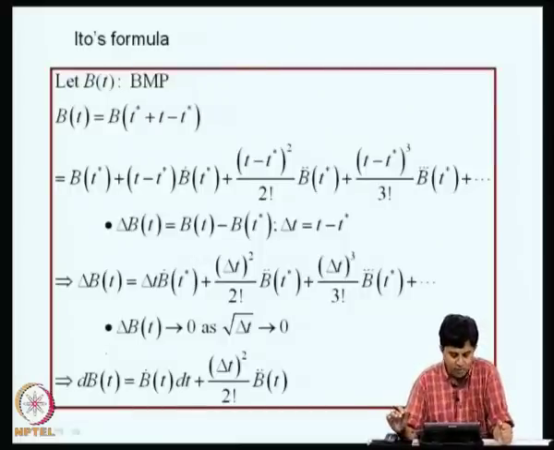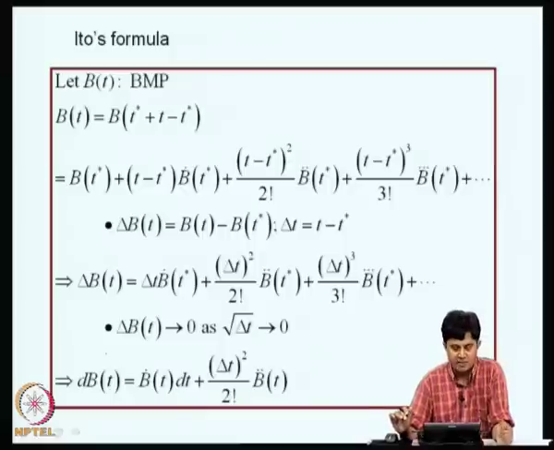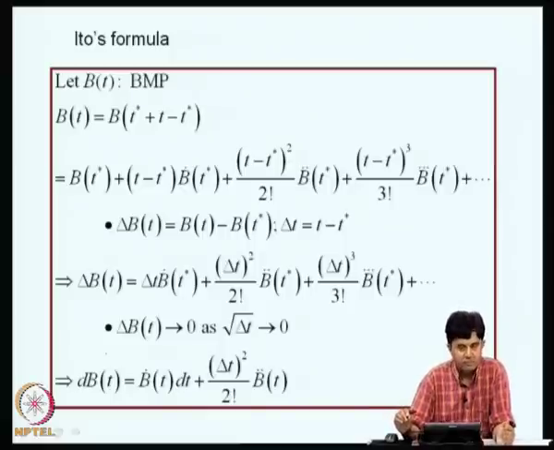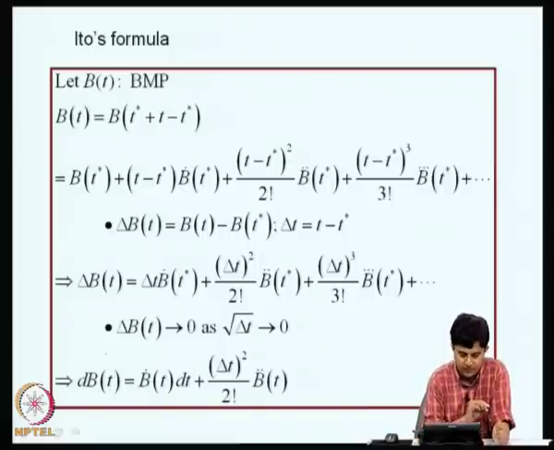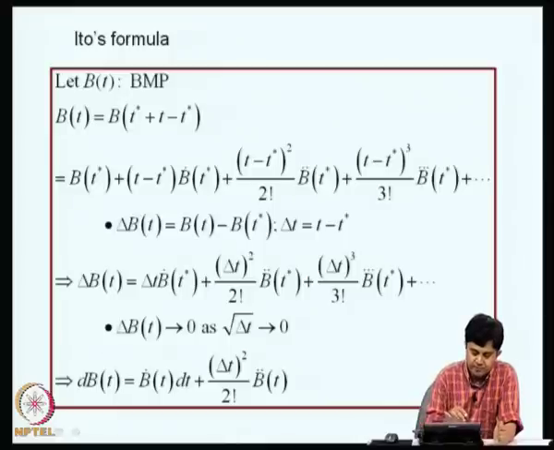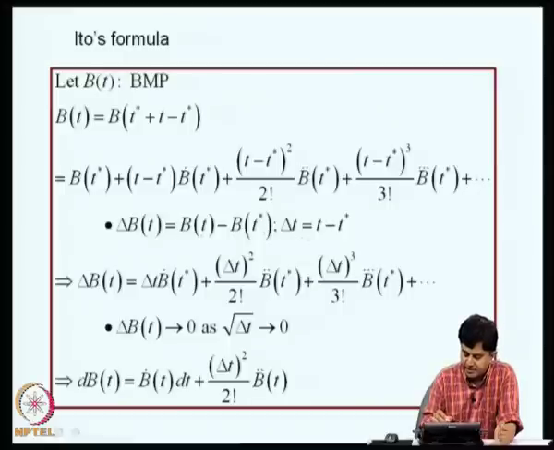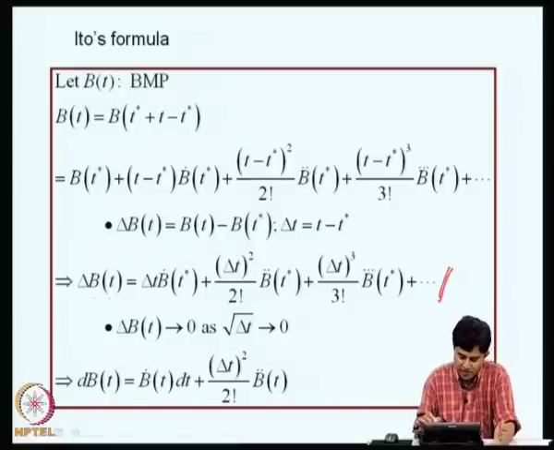Now, let us consider the Taylor's expansion of B of t. Just as we did for f of t, if we now repeat those steps, if B of t is a Brownian motion process, I can write it as B of t star plus t minus t star, and following the usual steps I can write this step as well and introduce delta B of t as B of t minus B of t star and delta t as t minus t star. Now, I can again write this step as well, which is quite similar to what we did earlier.